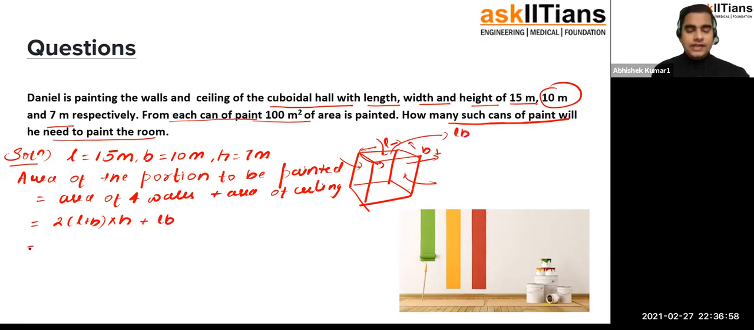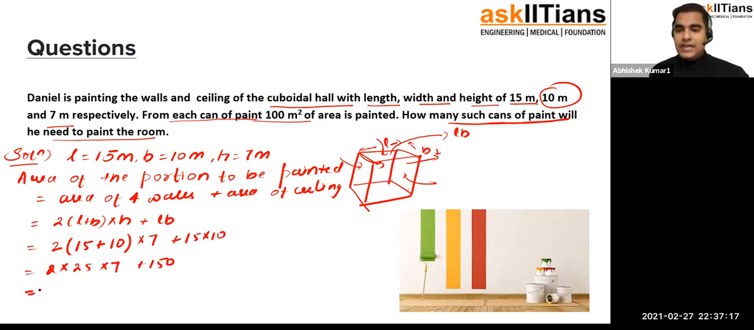Let us substitute the values. You will get twice of (15 plus 10) multiplied by 7, plus 15 into 10. So you will get 2 into 25 into 7 plus 150. 2 into 25 is 50, and 50 multiplied by 7 gives you 350. So you have 350 plus 150. That means the total area that you need to paint is 500 meters square.